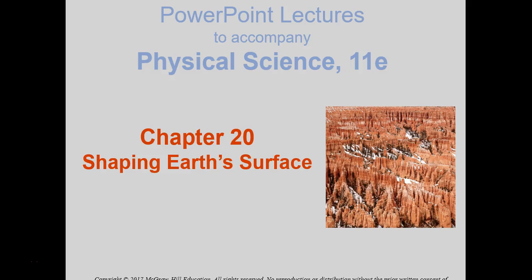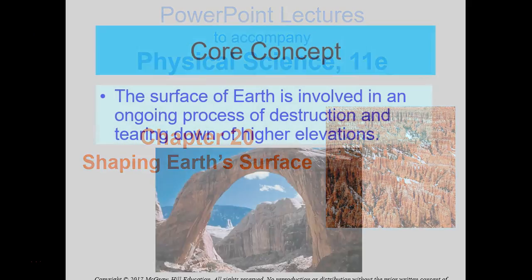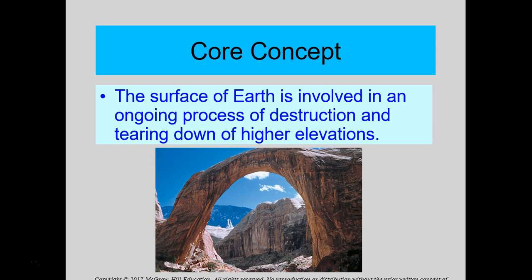Chapter 20, Shaping Earth's Surface. In the last chapter we talked about how plate tectonics plays a role in building the larger structures that we see on Earth, things like giant mountains. But there are still much smaller structures and fine details on the surface of the Earth that are formed in other ways.